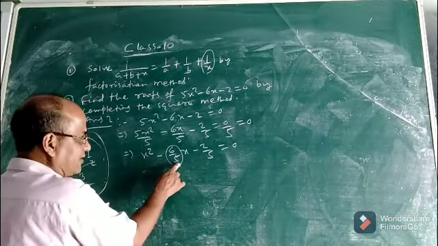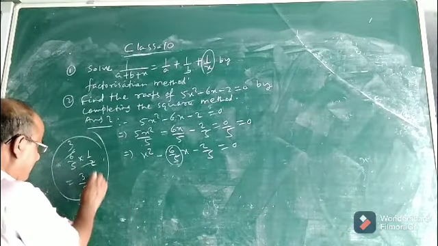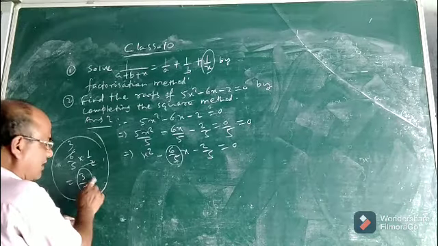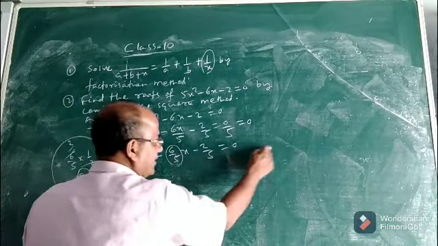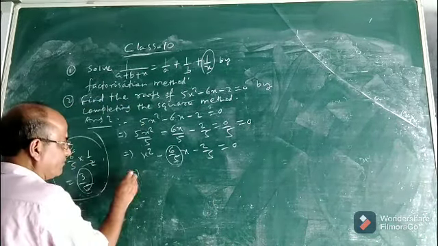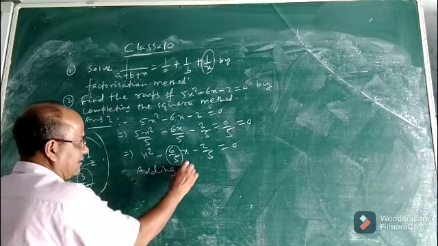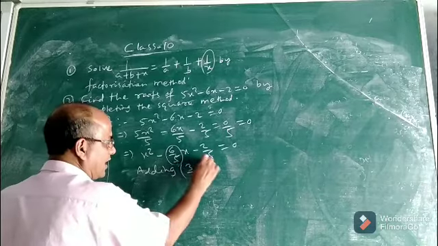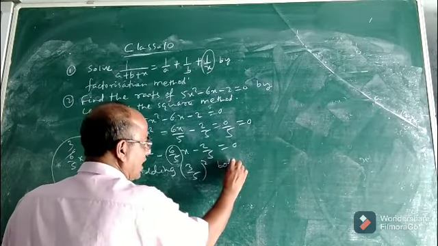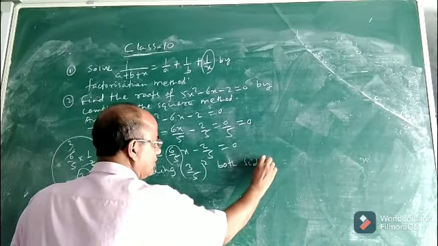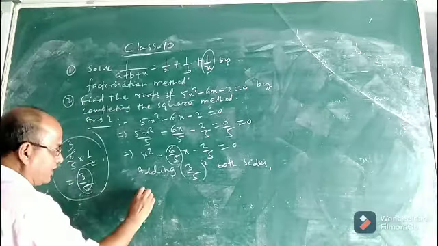Now the coefficient is 6 by 5, you multiply it by half, you get 3 by 5. Now add the square of 3 by 5 to the left hand side and the right hand side. So adding 3 by 5 whole square to both sides. So what will we get?